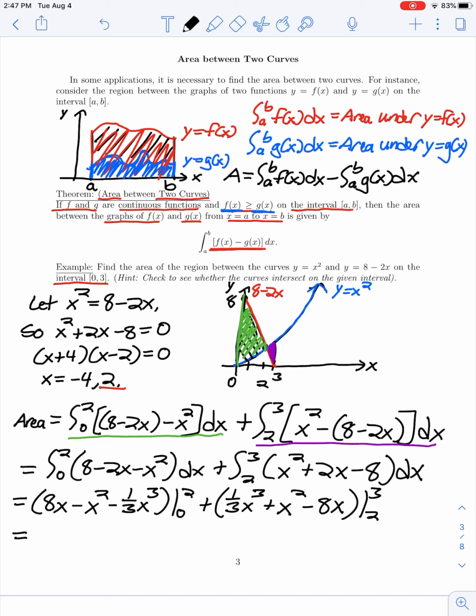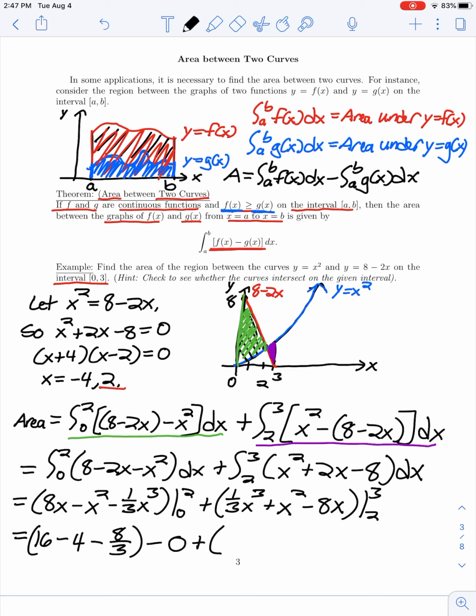So for the first integral, when we evaluate at x equals 2, we have 8 times 2 is 16, minus 2 squared is 4, minus 2 cubed, which is 8 times 1/3, gives us 8/3. Then we subtract what we get when we evaluate at x equals 0, which is 0 in this case.